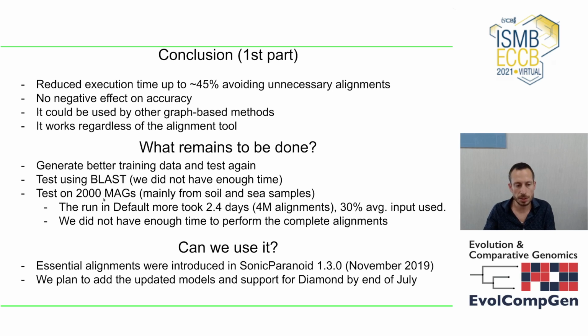Actually, I did a run with 2000 MAGs, and it took 2.4 days. There are 4 million alignments, so it's really a lot. And the average reduction I obtained is about 30%, which is quite a lot, right? But I really didn't have time to do the normal alignment, so I'm not sure. I will have to do this run to confirm. Sorry, I didn't have time for that.